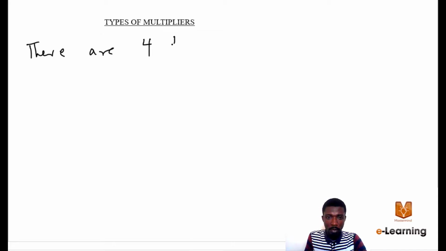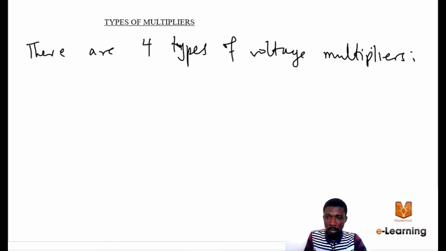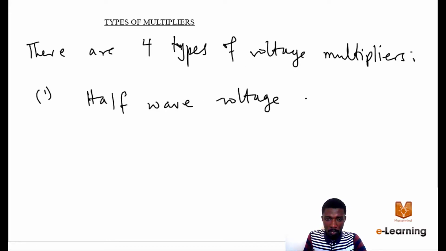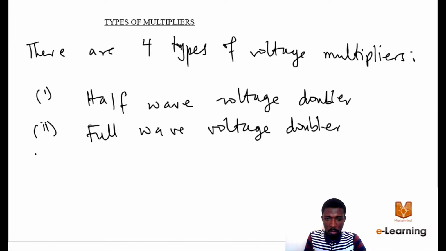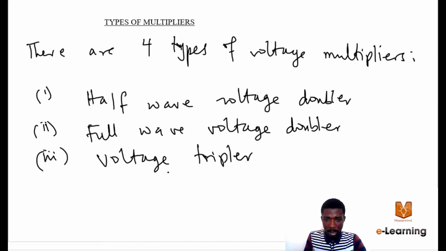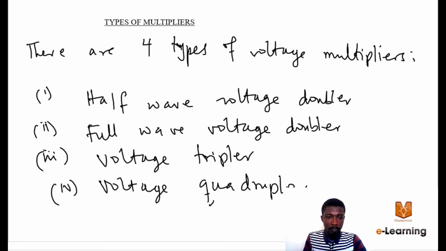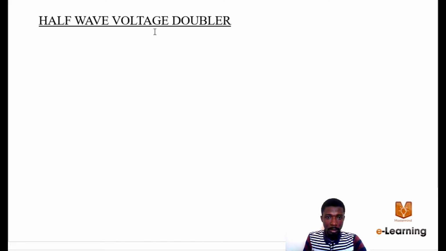Now, types of multipliers. There are 4 types of voltage multipliers. We have 1, the half wave voltage doubler, 2, full wave voltage doubler, 3, voltage tripler, and finally 4, voltage quadrupler.